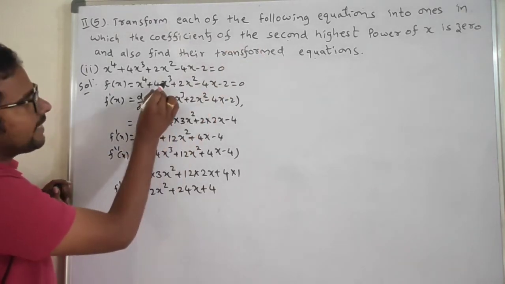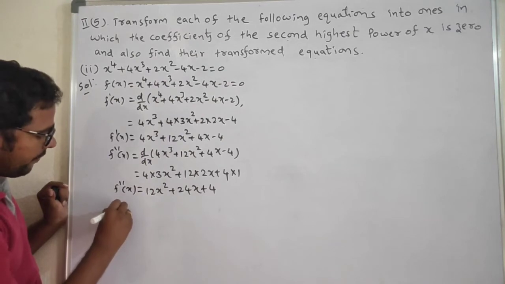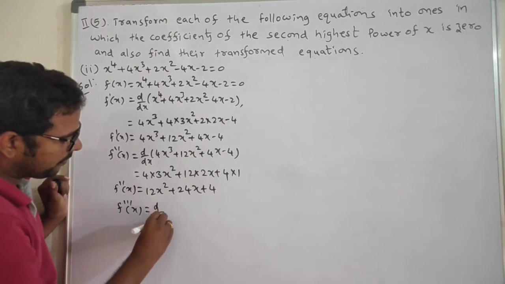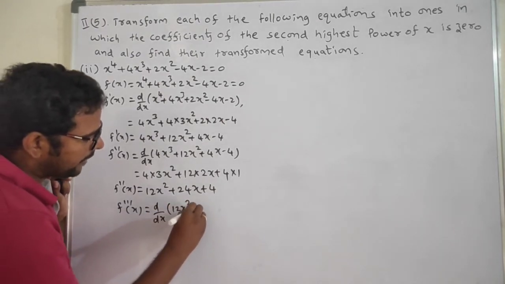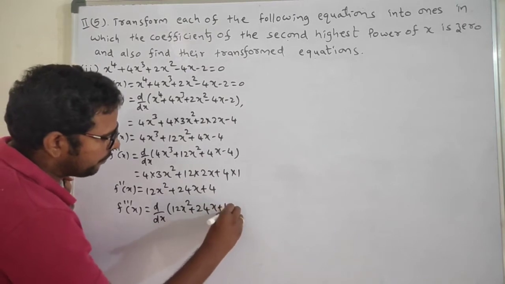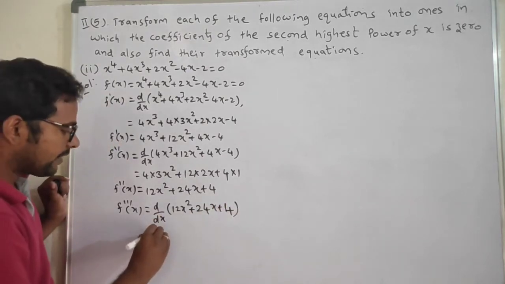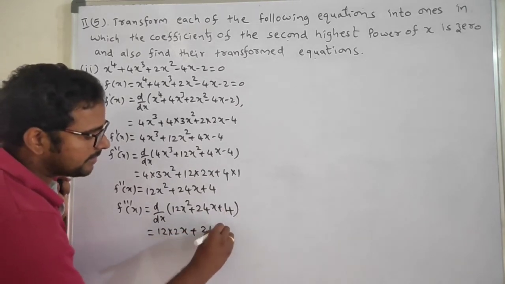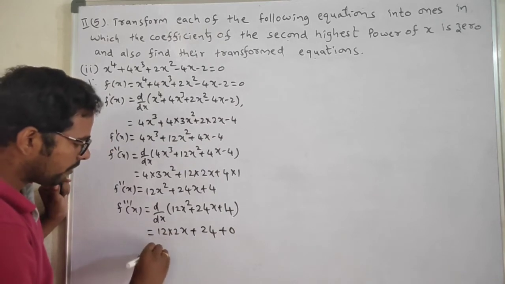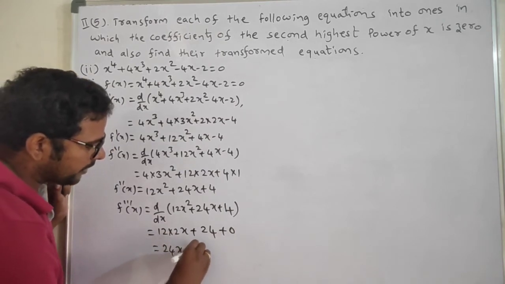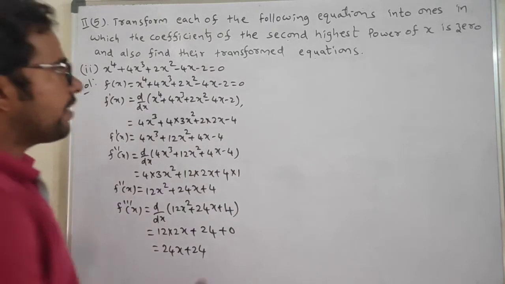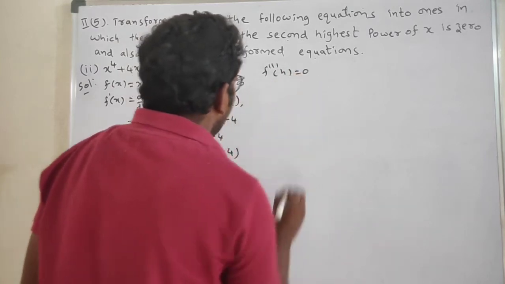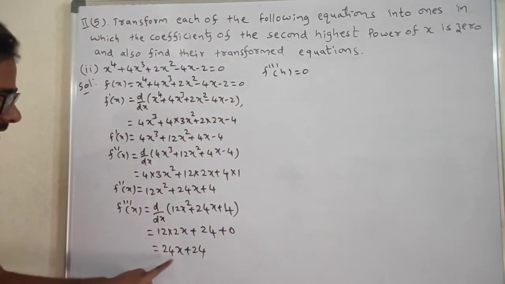Second highest power of x is 3 kada. So 3 times here manam. F triple dash of x is equals to d by dx of 12x square plus 24x plus 4. x square, d by dx of x square is 2x, into 2x. x is 1, 24 constant 0. So 12 2s are 24, 24x plus 24. Now we have to take f triple dash of h equals 0. F triple dash of h ante substitute x equals to h here.